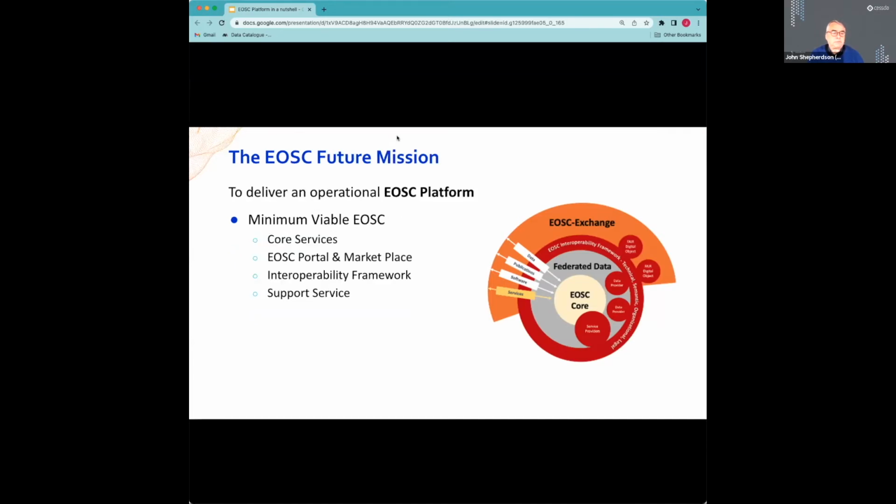So the mission of EOSC Future is to deliver an operational EOSC platform, which is a minimal viable EOSC. The four components of a minimal viable EOSC are core services, EOSC portal and marketplace, interoperability framework, and support services. I'll touch on some of these a little more, and my colleague Mark certainly will pick up on EOSC Exchange, portal and marketplace in a later talk. So we'll be looking at these in more detail.